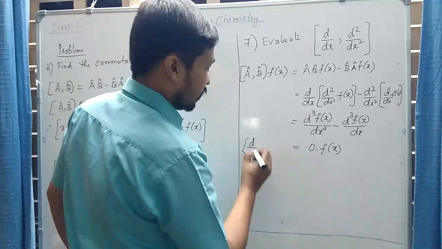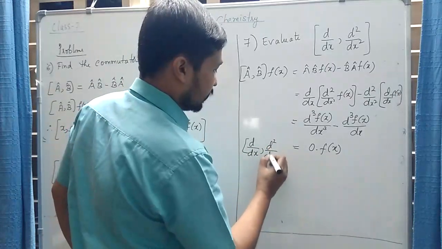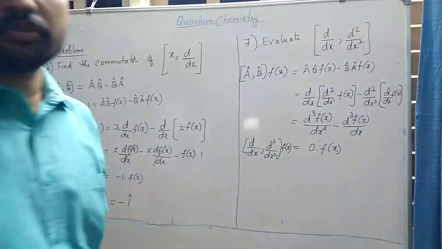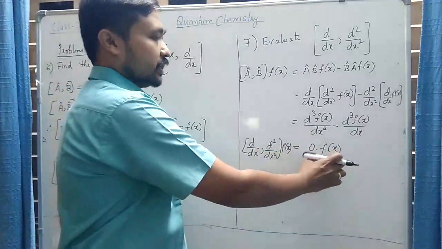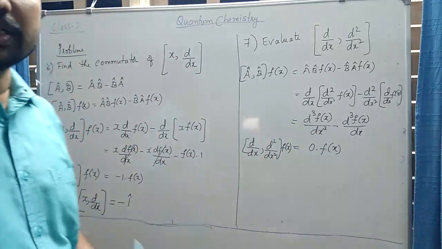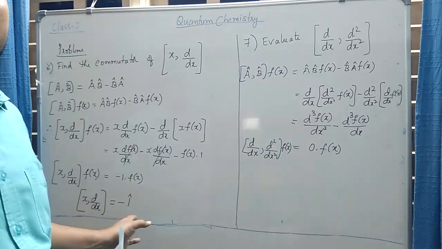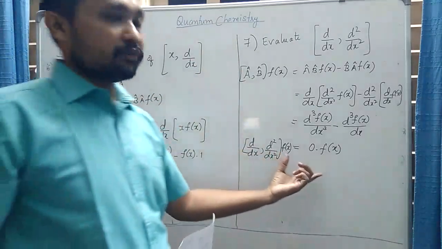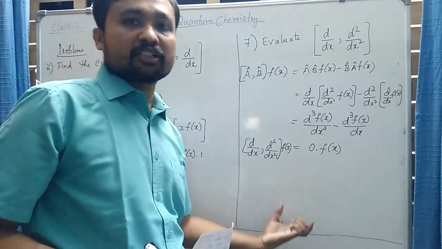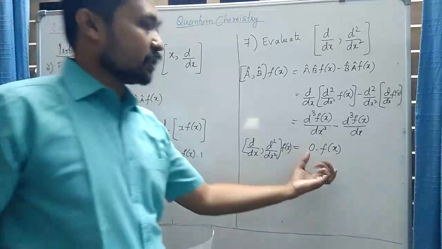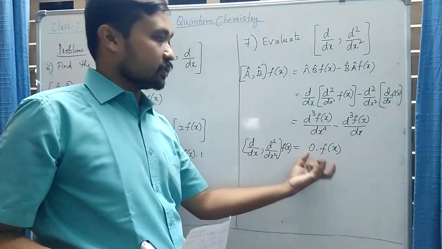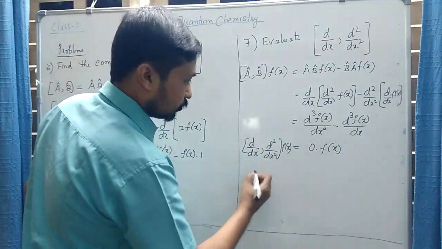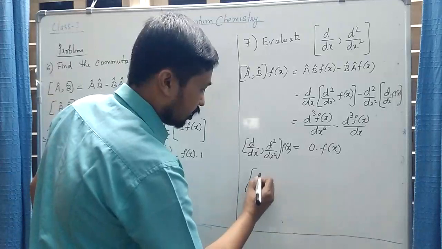So the commutator of the operators d/dx and d²/dx² acting on f(x) is actually equal to 0 into f(x). It is actually 0, but we write it as 0 into f(x) because, as we showed in the previous problem, at the end we have to remove that function f(x) from the final equation so that we get the corresponding operator equation. So even though the final result was 0, I wrote it as 0 into f(x). If I remove this function f(x) on both sides, you get the corresponding operators.